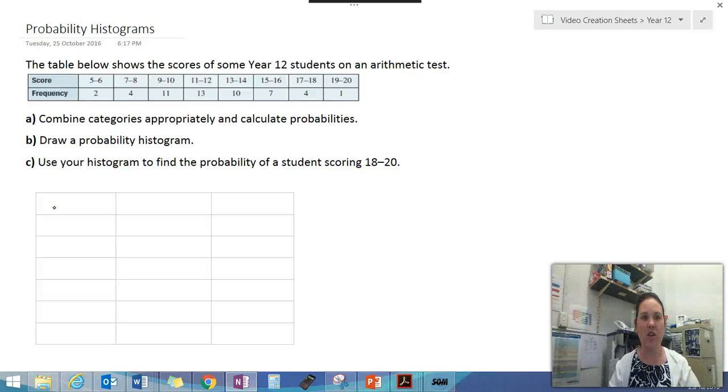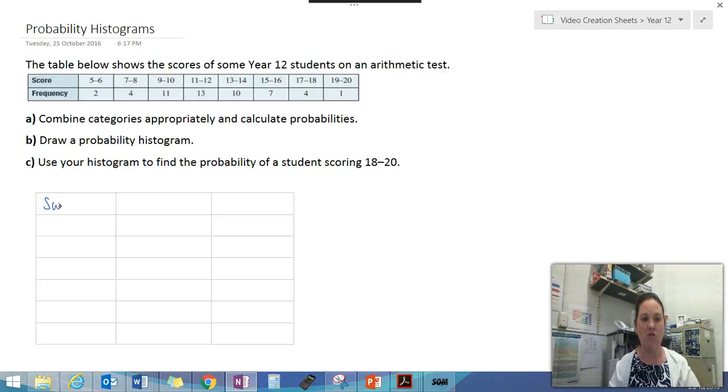Hi guys, so this video goes through how to construct a probability histogram. Now I need you to remember about the rule of 5 for this question. Remember that any frequency that you get that's under 5 is not a reliable frequency, and you need to combine that with other classes so that you have a frequency of greater than 5. And we're going to look at that in this particular case.